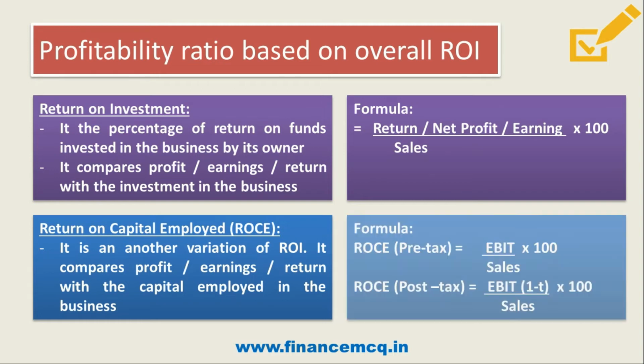And how is it calculated? It can be calculated either on a pre-tax basis, as EBIT, that is earnings before interest and tax, upon sales into 100, or on a post-tax basis, that is EBIT, earnings before interest and tax, bracket 1 minus T, where T is the tax rate, divided by sales into 100. So what does this EBIT bracket 1 minus T indicate? It indicates profit after tax, net of tax. I hope this ROC formula is clear to all of you.